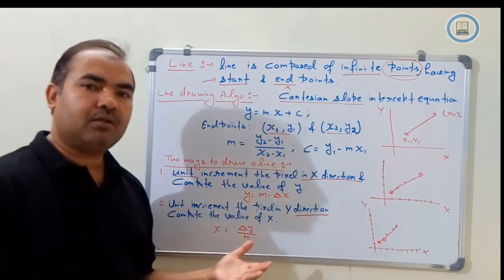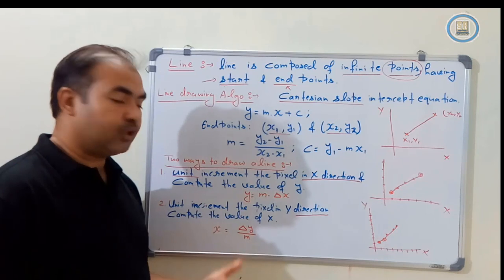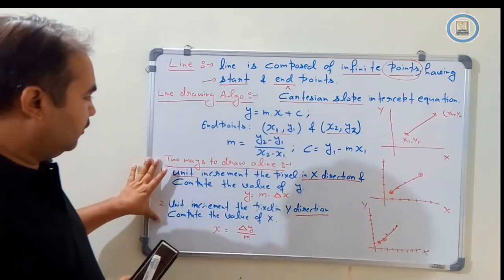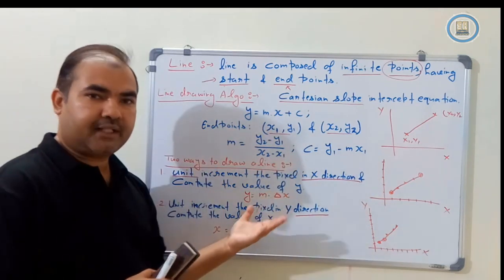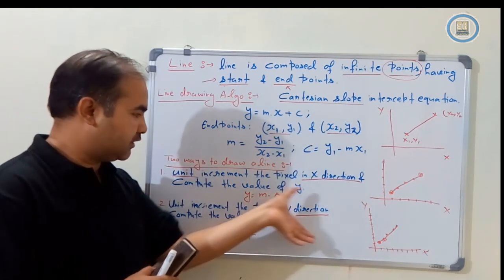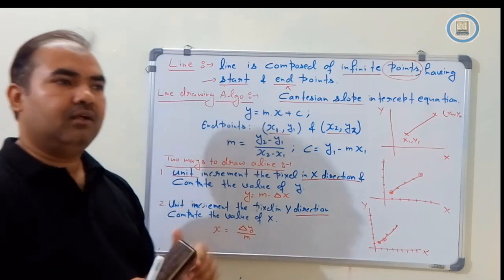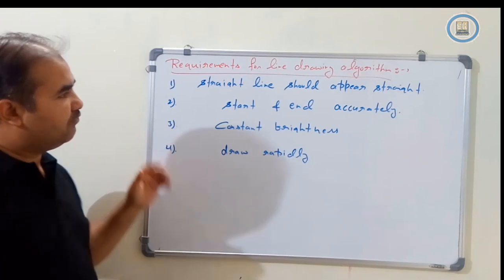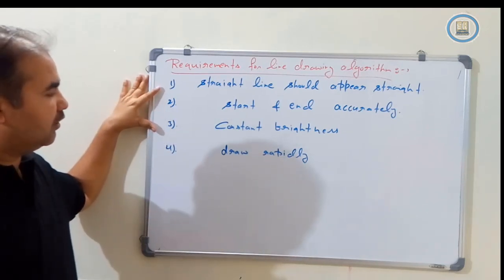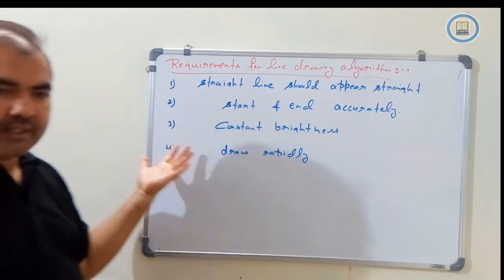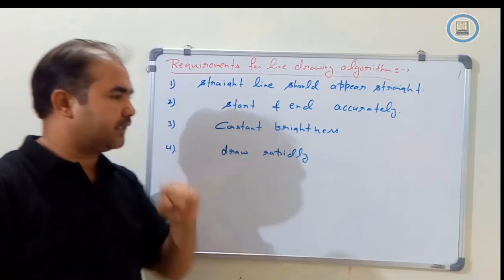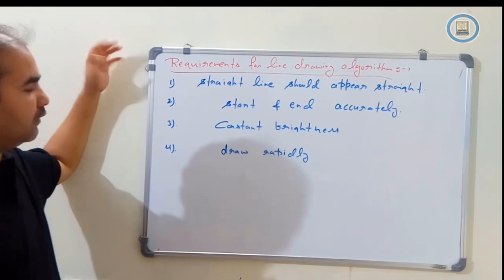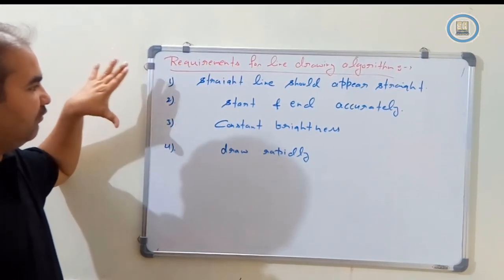Now we will discuss what an algorithm is, that is, when we are going to display this line in practice. When we are going to display this method in practice, what requirements do we need to display the line? These are the four basic requirements for the line drawing algorithm, from mathematical solution to practical implementation. We need these 4 points. We can follow any algorithm, but it should follow these 4 guidelines.